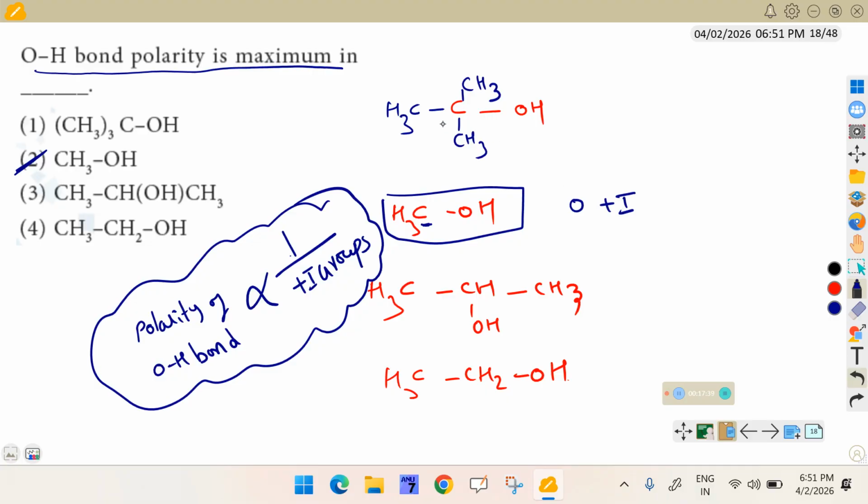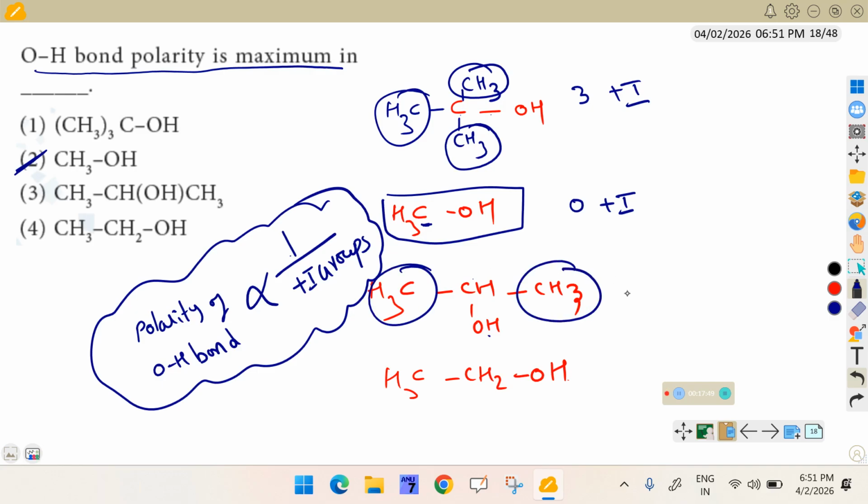OH group attached carbon, next 3 alkyl groups are present. So 3 plus I groups are present. OH group attached carbon adjacent 2 carbon atoms, 2 plus I groups are present. OH group attached carbon adjacent 1 carbon, 1 plus I group is present. What I discussed with you, polarity of OH bond is inversely proportional to plus I groups.